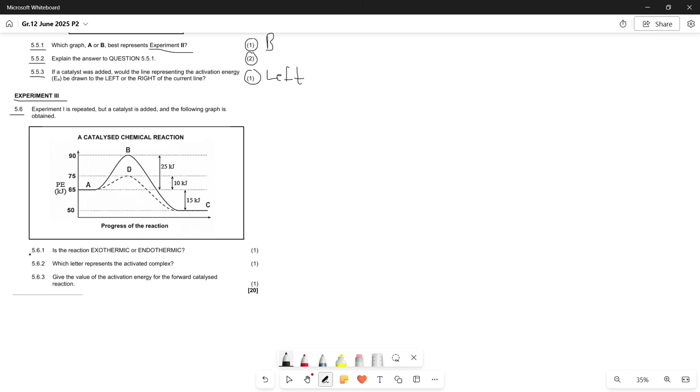So 5.6.1 says, is the reaction exothermic or endothermic? As we were just mentioning, it is exothermic because our products have less energy than our reactants, which means we're losing heat from here to here, and exothermic means losing heat. So 1 mark for just writing exothermic, and always write it exactly how they want it. You won't get marked down if you don't put it in capital letters, but it's just a good habit to write whatever they're asking for in the way that they've given it.